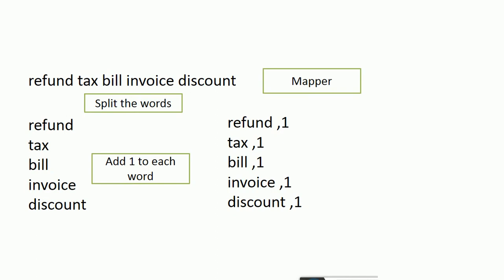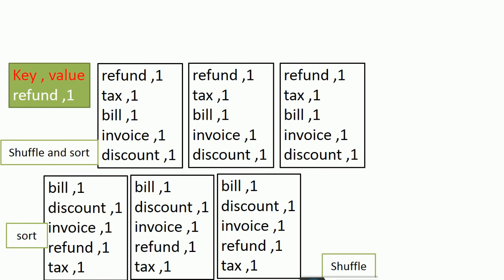Okay, fine. Now, this is how we will get output for all the files, let's say there were 3 files or 4 files, whatever number of files. For the first we get it this way, for the second this way, for the third this way. Refund comma 1, tax comma 1, refund comma 1, this way we are getting it.